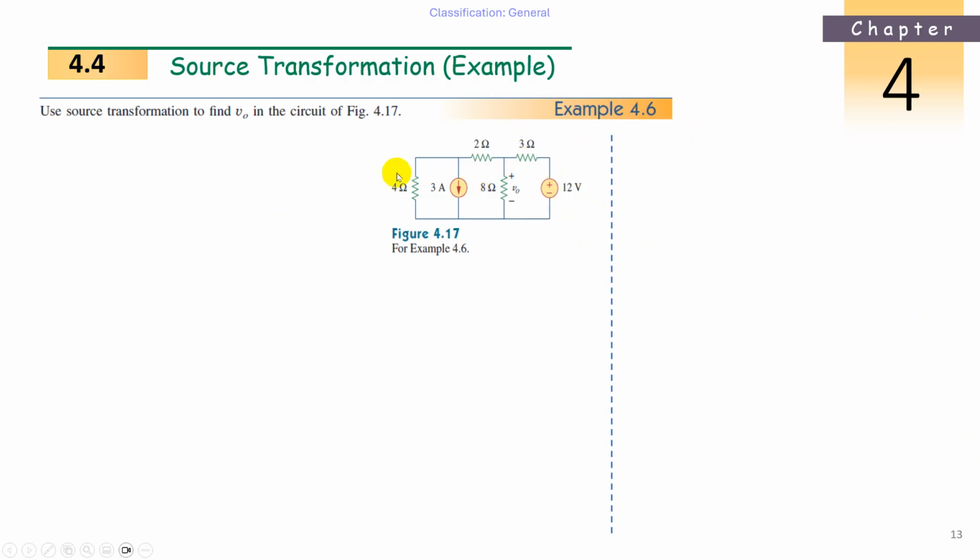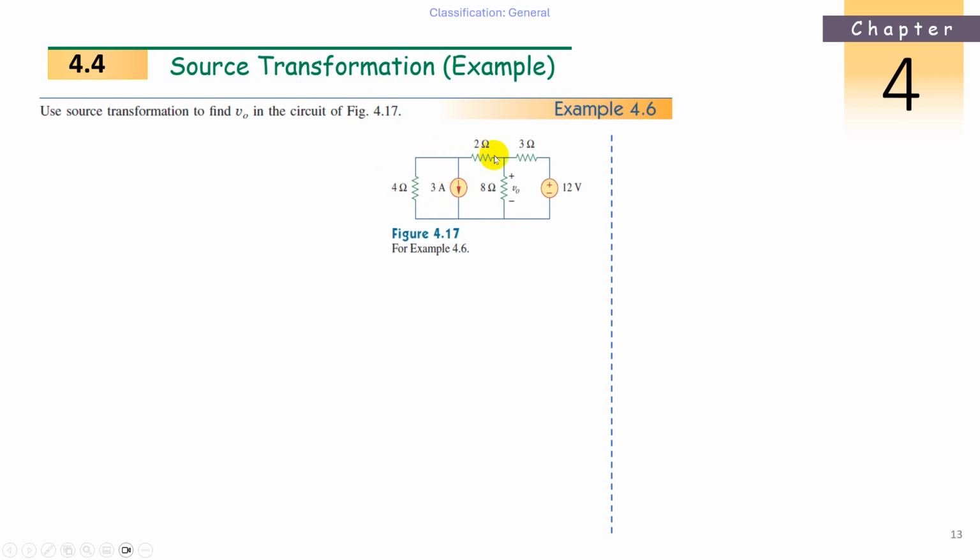Now second, on the left side, there is a current source and there is a parallel resistance. Now this is also one combination. We can transform it into a voltage source with a series resistance. So what is Ohm's law here? V is equal to IR. So multiply 3 amperes and 4 ohms. So how much? 12. 12 volts is the voltage source. In series, a 4 ohms resistance will come.